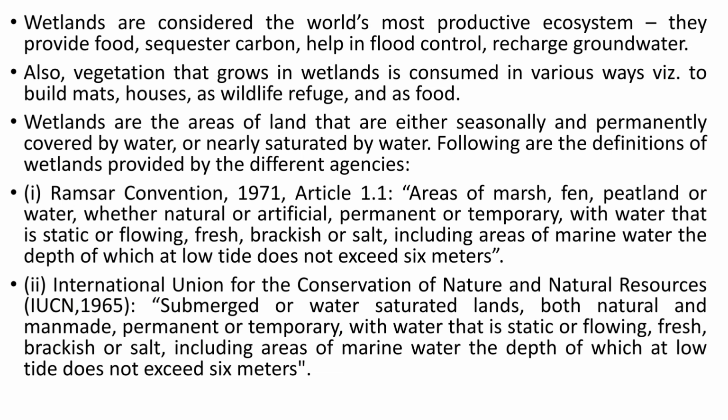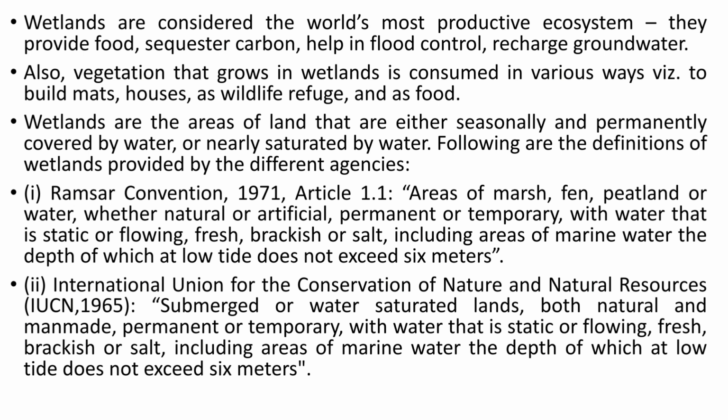This wetland is considered as the world's most productive ecosystem because they provide food, carbon, help to control the flood and recharge the groundwater which is present under the ground. Also, vegetation that grows in wetland is consumed in various ways. Next, wetlands are the areas of land that are either seasonally or permanently covered by water. They are mostly covered by water or saturated by water.